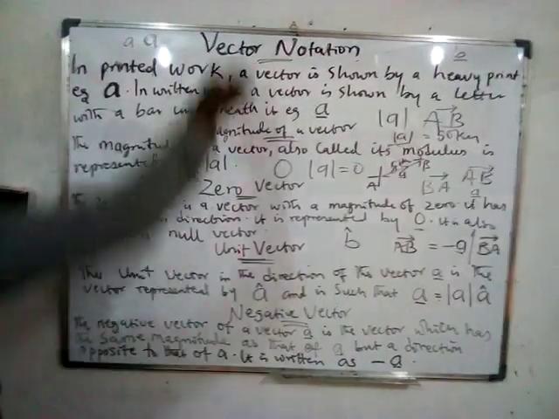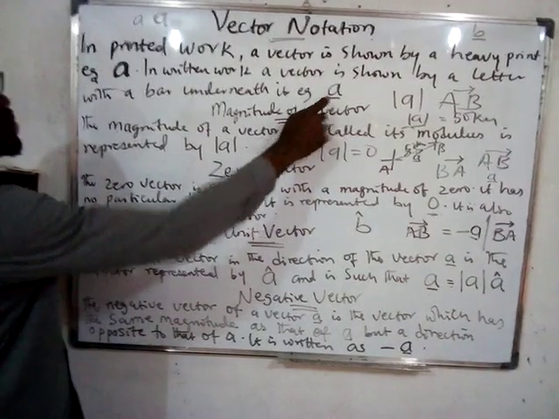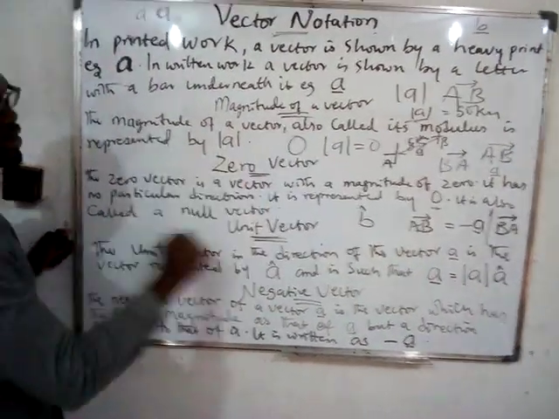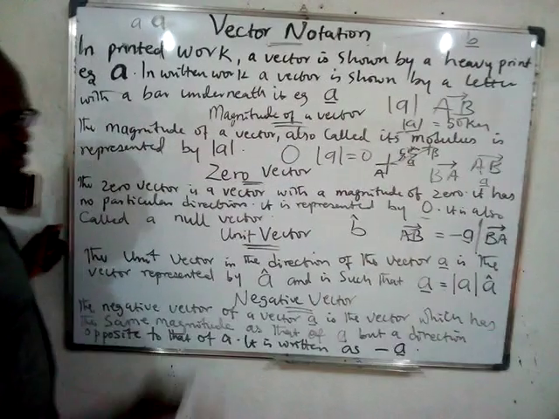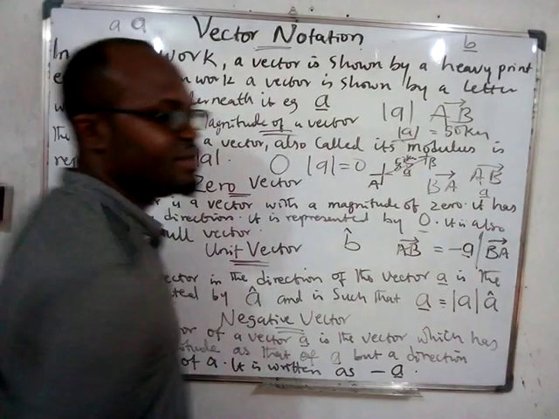So very importantly, you need to know all this notation. Note how to represent a vector, the magnitude of a vector, the zero vector, the unit vector, and the negative of a vector. Very important.